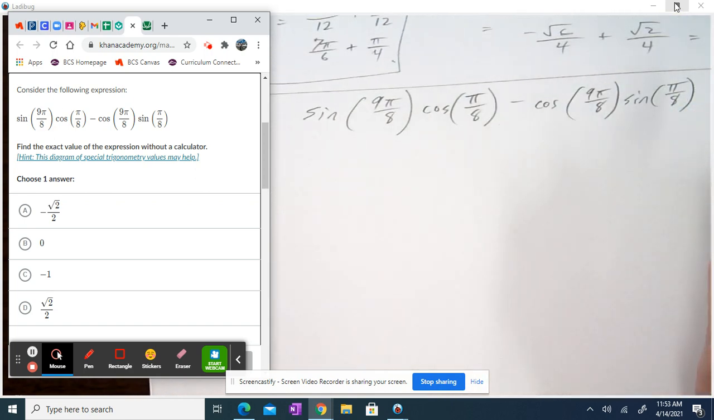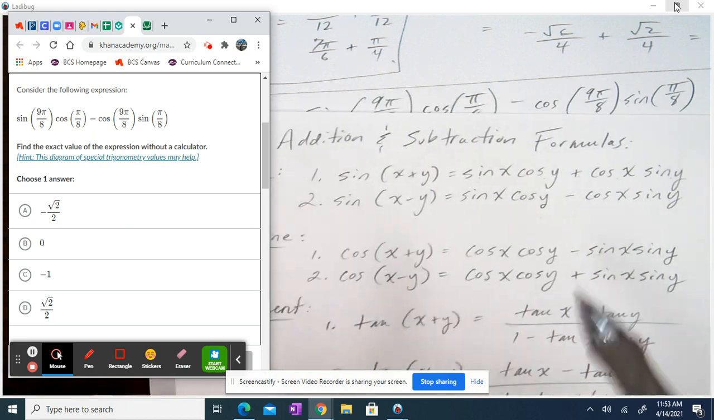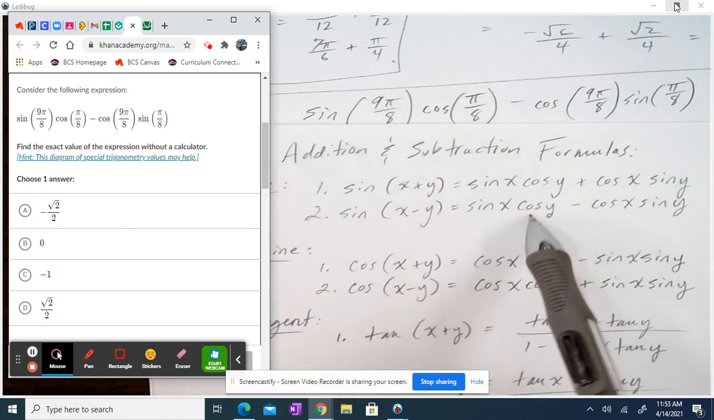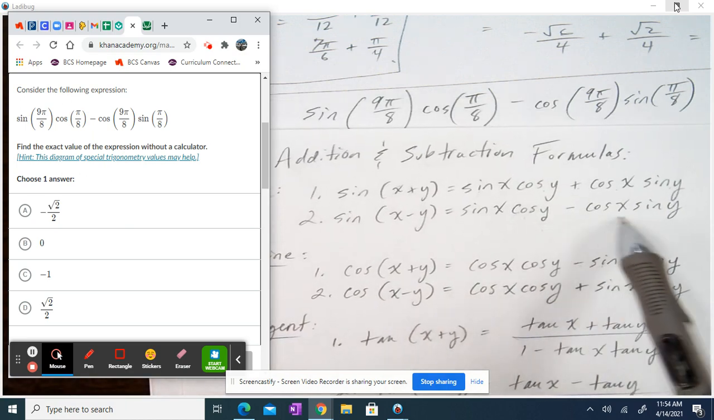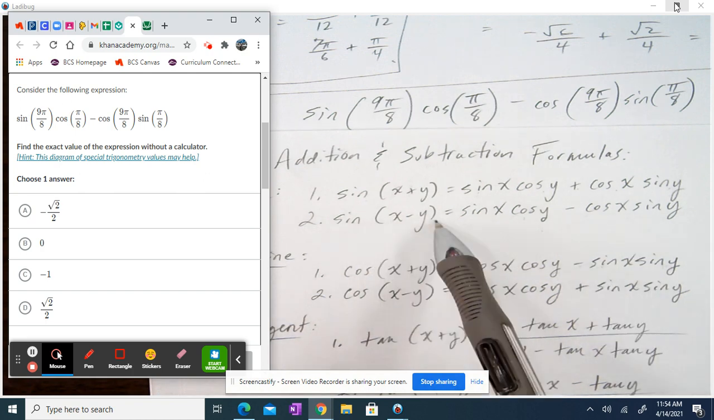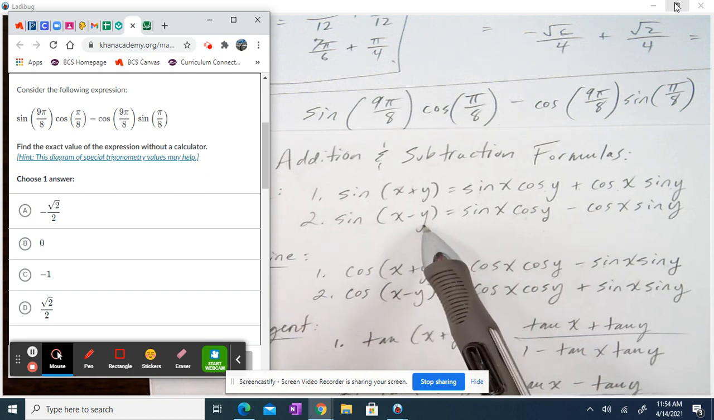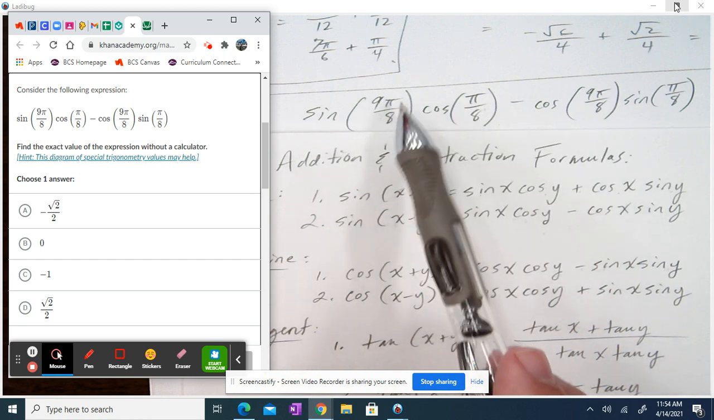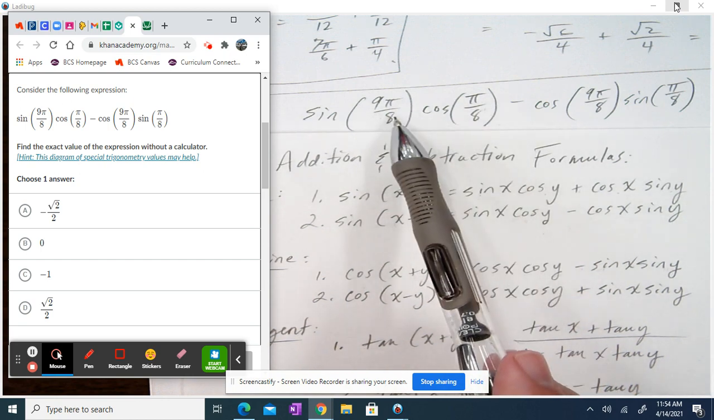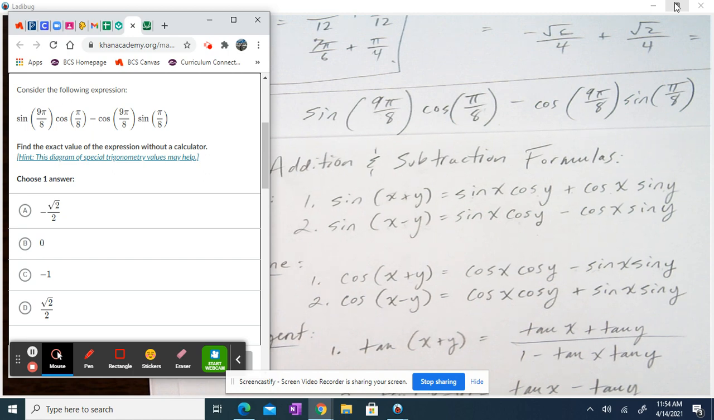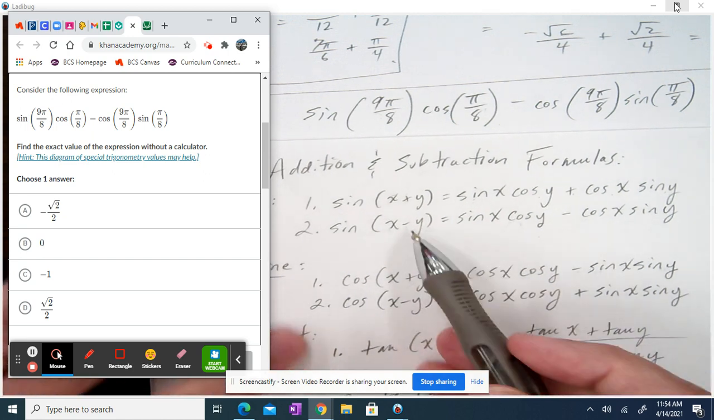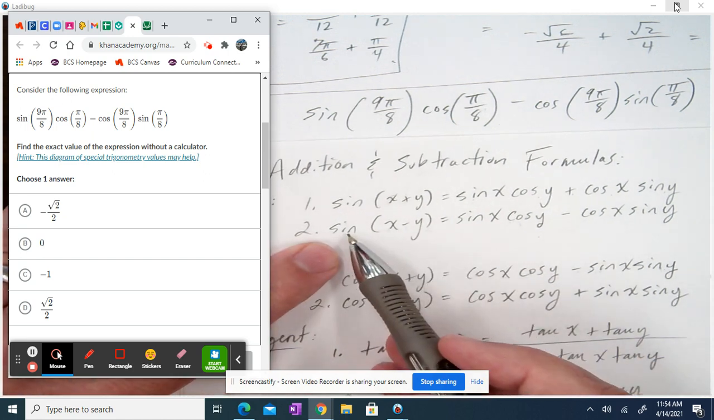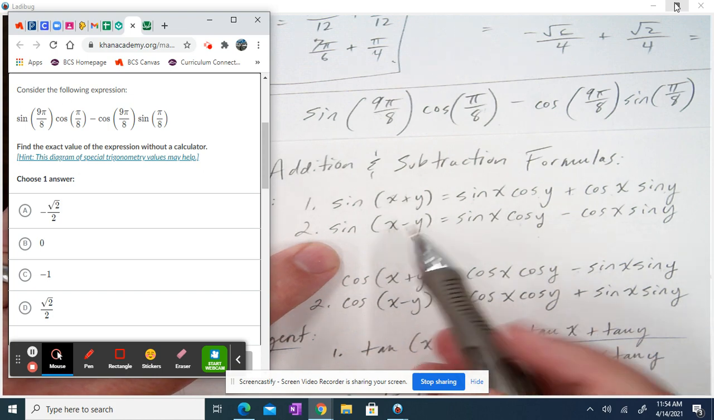Okay, so out of the formulas, it looks like this one, right? Which is a difference in the two angles. A difference. So I would subtract those two. So 9 pi over 8 minus pi over 8 would be what? 8 pi over 8? So this should just be the sine of 8 pi over 8, or the sine of pi.